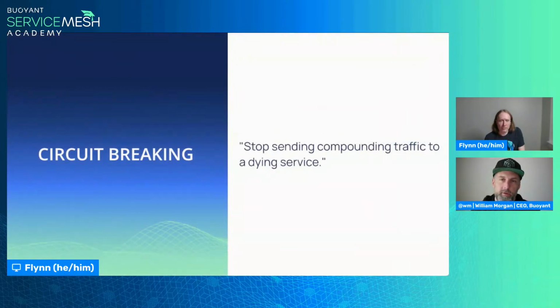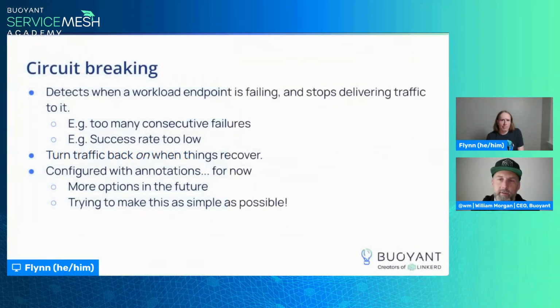So the goal here is to stop sending traffic to a dying service, because all that traffic might actually be making it worse. Often dying means that it's slow to respond, so then the client gets slow. There's all sorts of reasons why you might want to shut this off. So circuit breaking in 2.13, this has been coming for a long time. Basically, we're going to detect when an endpoint is failing, and then we're going to stop delivering traffic to it.